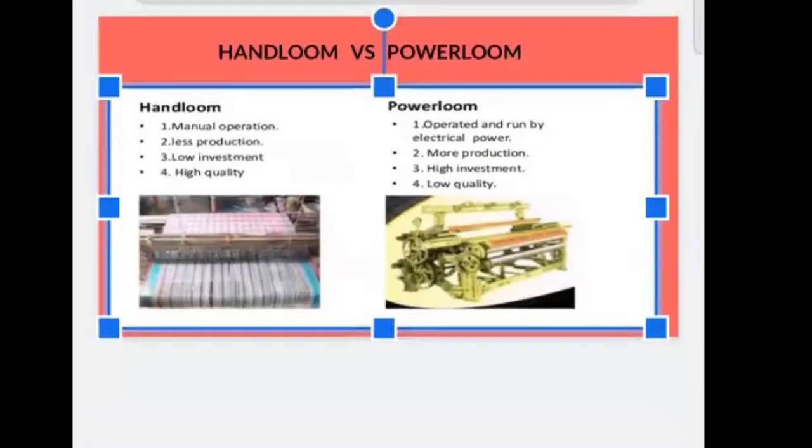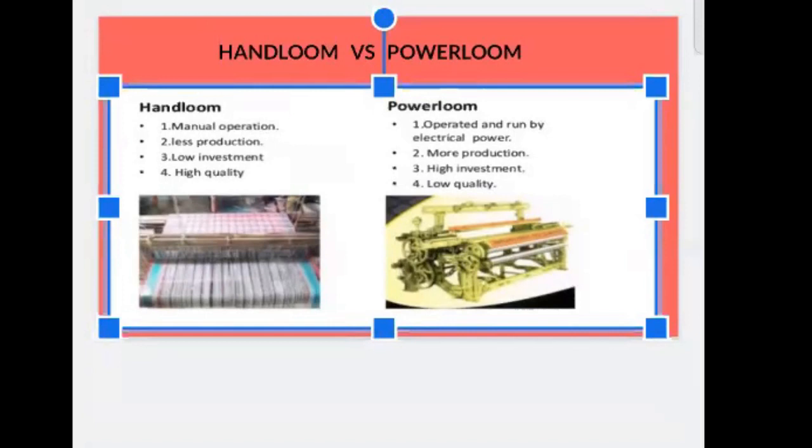Opposite to it, power loom. Power looms are operated on electrical power and electricity. Hence, it can be done for more production of cloth, and hence investment is very high, and the quality must be low, or sometimes it could be high and it could be low.